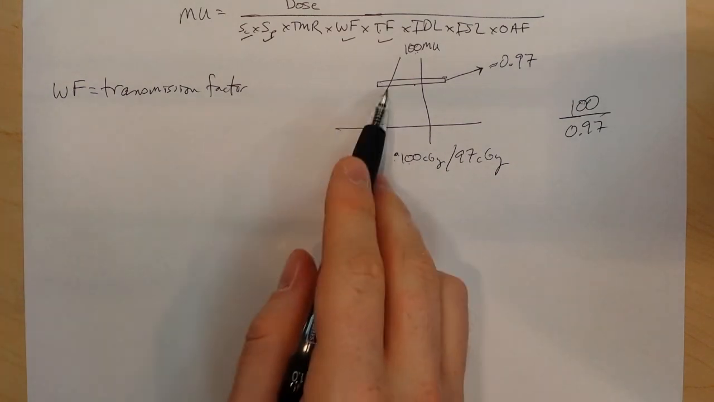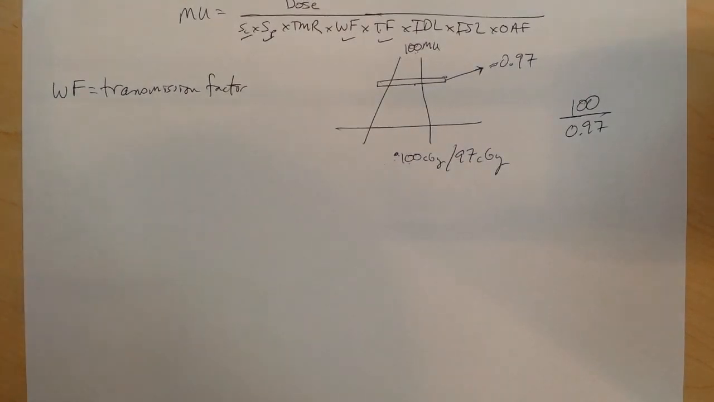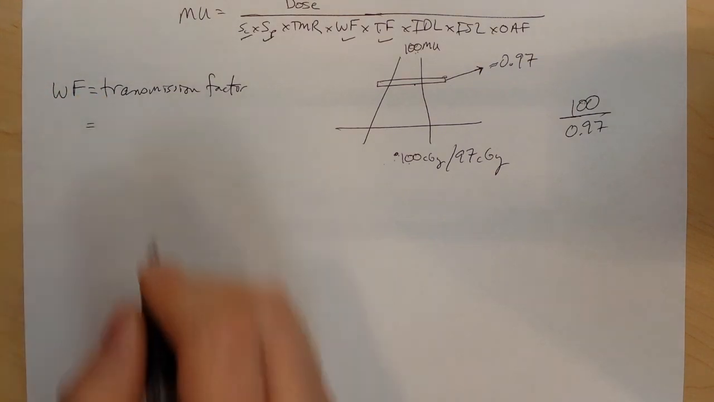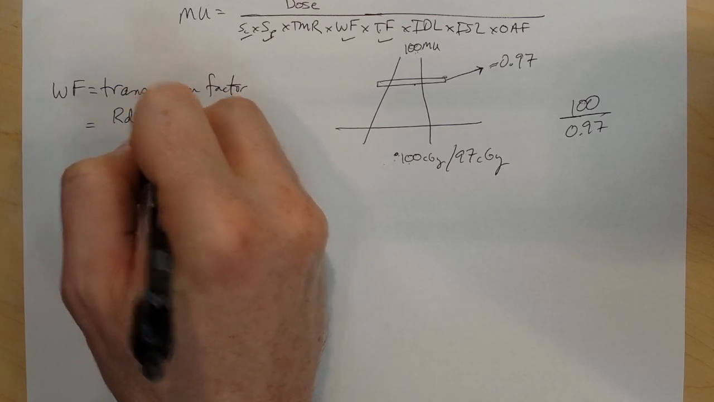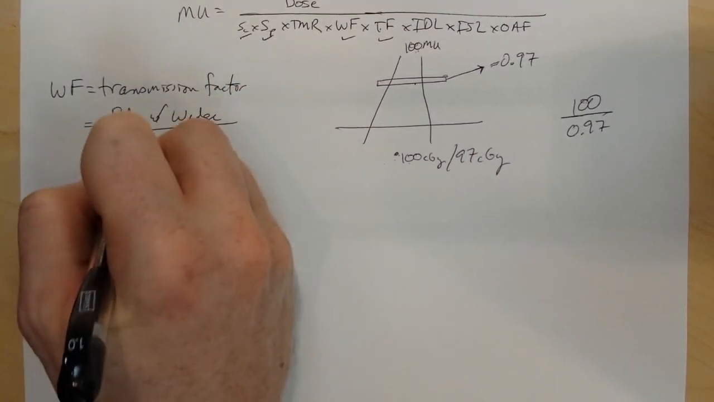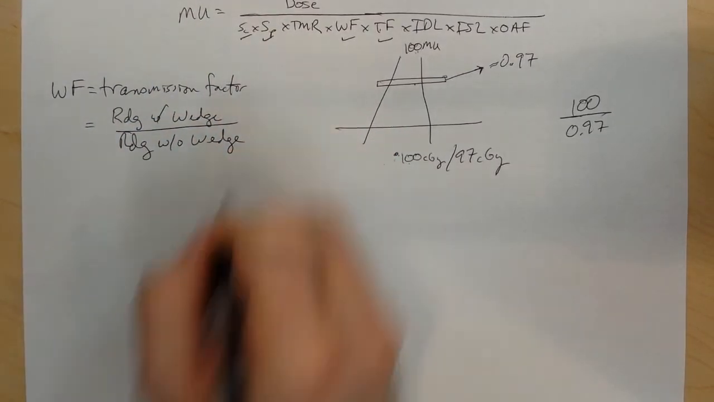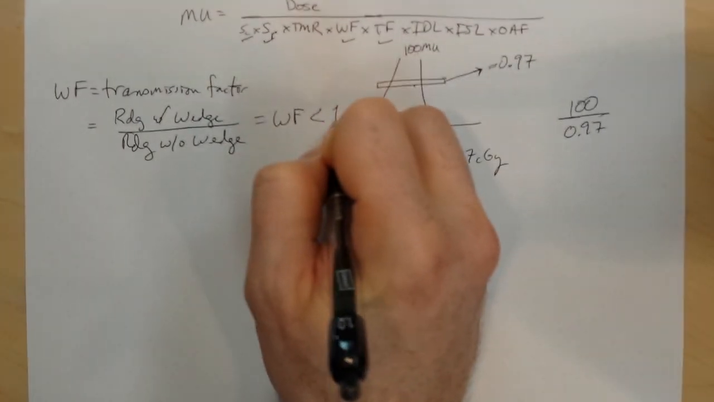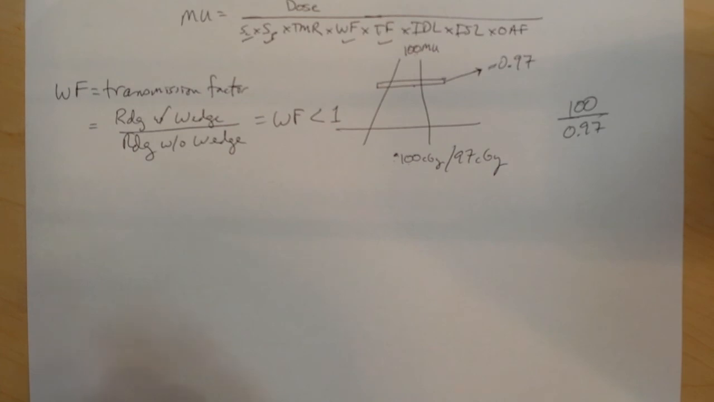Okay? And just like the tray factor, we have to account for the transmission or the attenuation of the beam in that wedge. So to measure the wedge factor, we'd have the reading with the wedge divided by the reading without the wedge. And that gives us our wedge factor. But the wedge factor will always be less than 1. Always. It has to. Okay?